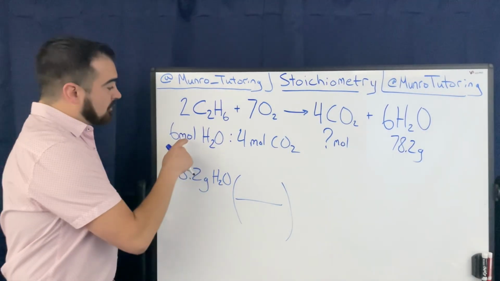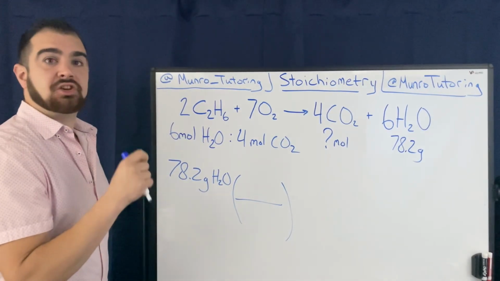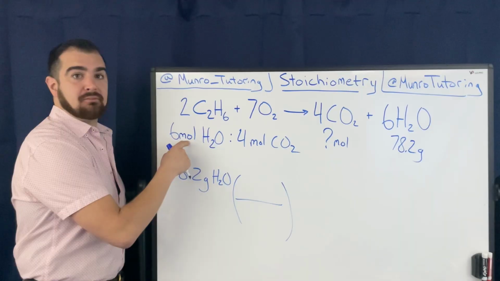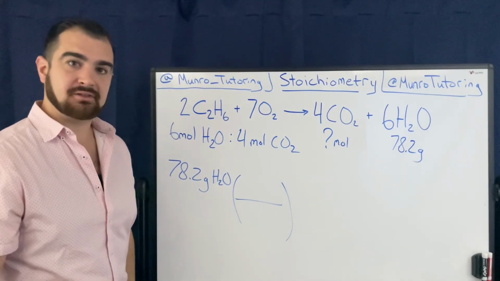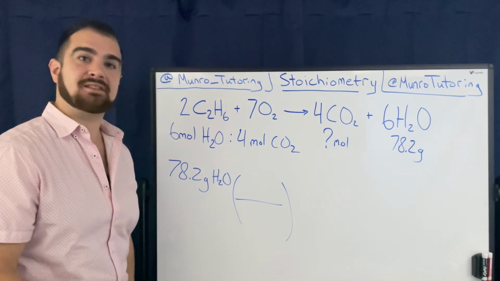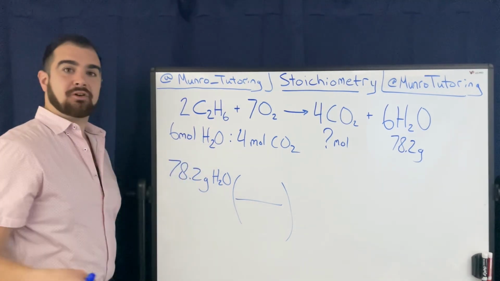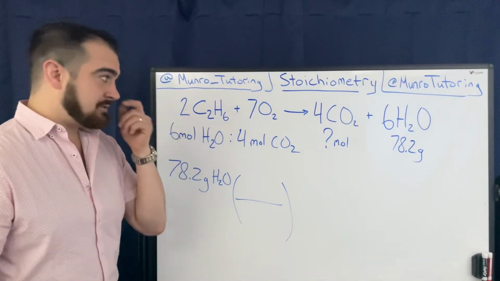Now, we're going to be canceling out moles of water eventually, right? So we have grams of water. We need to get to moles of water. What thing relates mass and moles? Mass and moles, moles and mass, that's the molar mass. So we need the molar mass of water in order to proceed in this problem. So let's quickly do that.